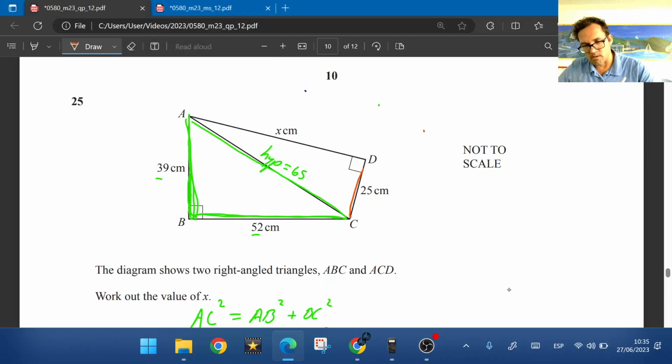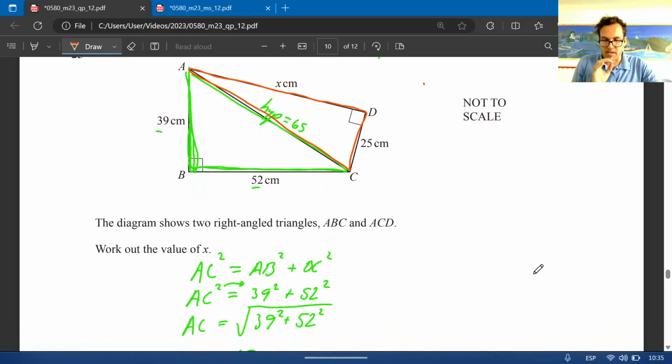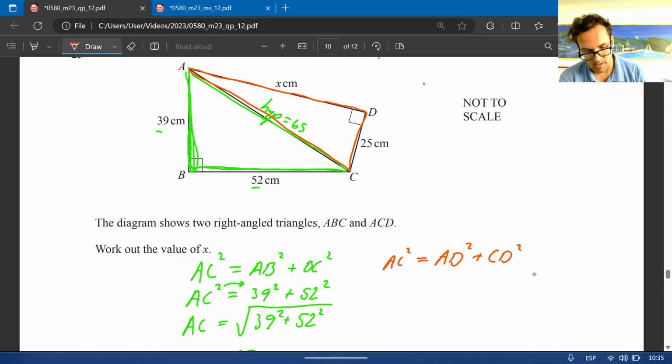Now we can use this triangle ACD, because we got 65 and 25. Okay. So what is the Pythagoras theorem for this one? Well, again, the hypotenuse still is AC for that triangle. AC squared will be AD squared, which is x, plus CD squared. Okay, it's always the hypotenuse squared equals the other two sides squared. So that means AC, which is 65, we just worked it out, equals x squared plus 25 squared.